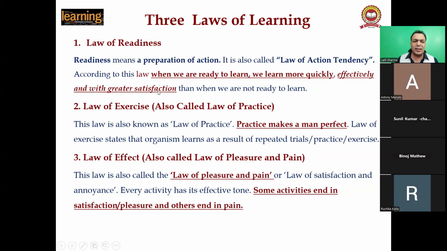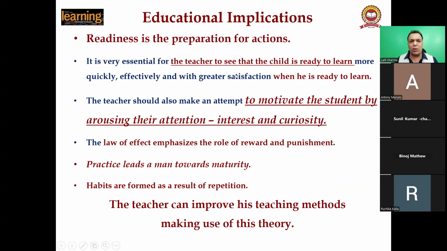Lastly, we discuss the educational implications of this theory, the trial and error theory of learning. Number one, look, this is important. This is the most important. Whenever the question comes, and always a question comes, you have to give more pages. You have to fill more pages by writing more and more educational implications.